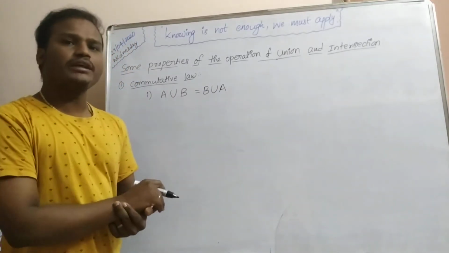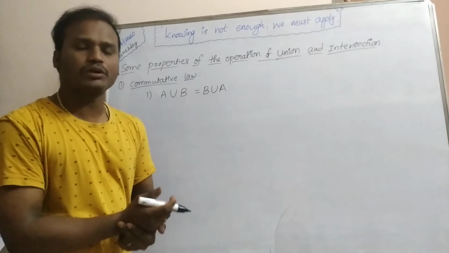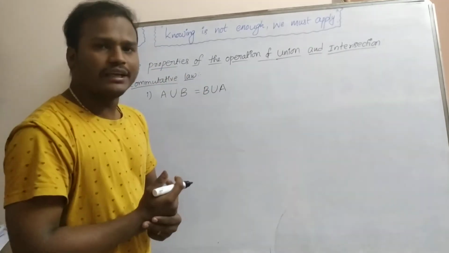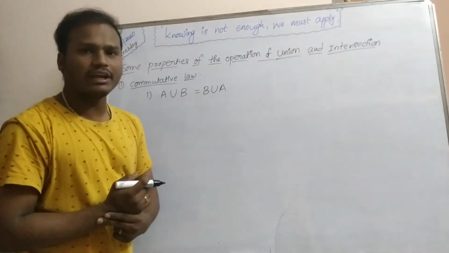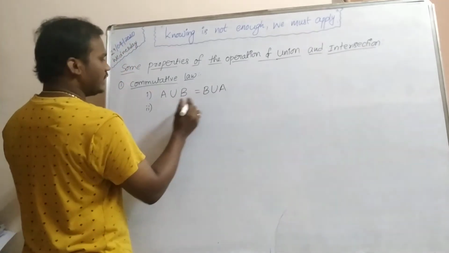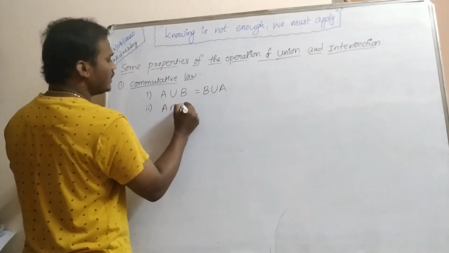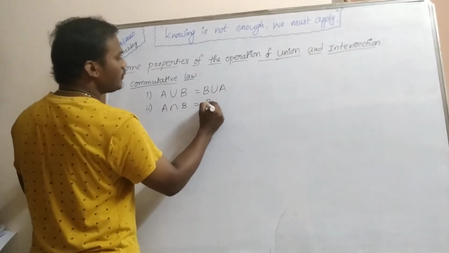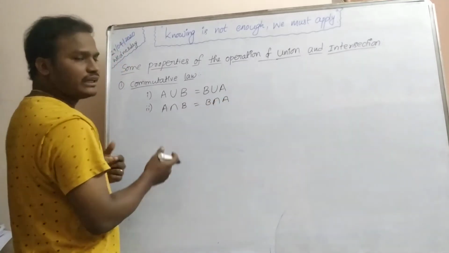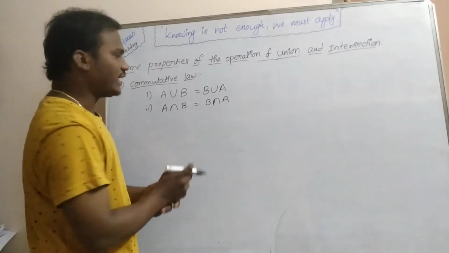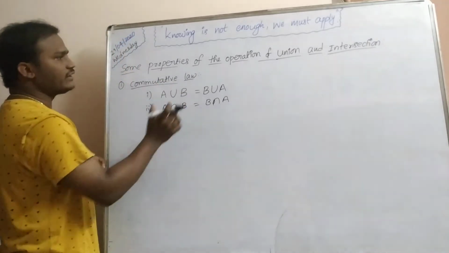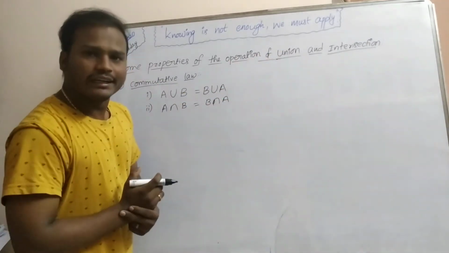A union B and B union A are equal because all the combination of elements of A and B is the same in both. This is for union. Now I am writing for intersection: A intersection B is equal to B intersection A also, because the common elements of A and B are the same. This is commutative law. It is satisfied by both union and intersection.